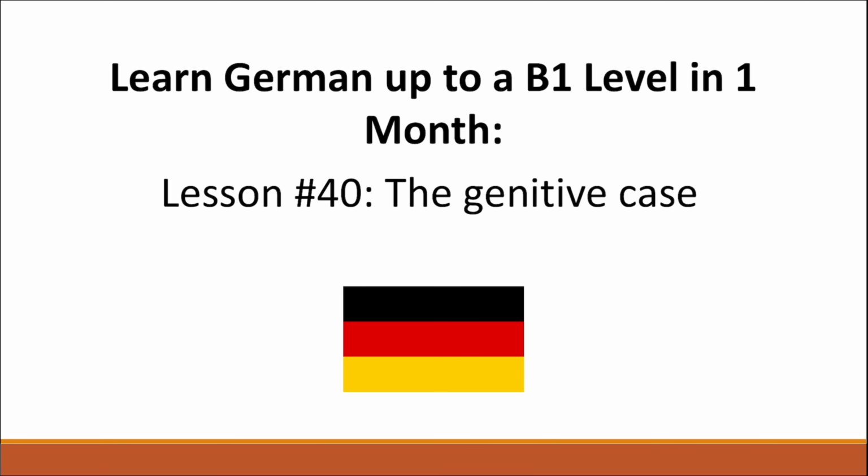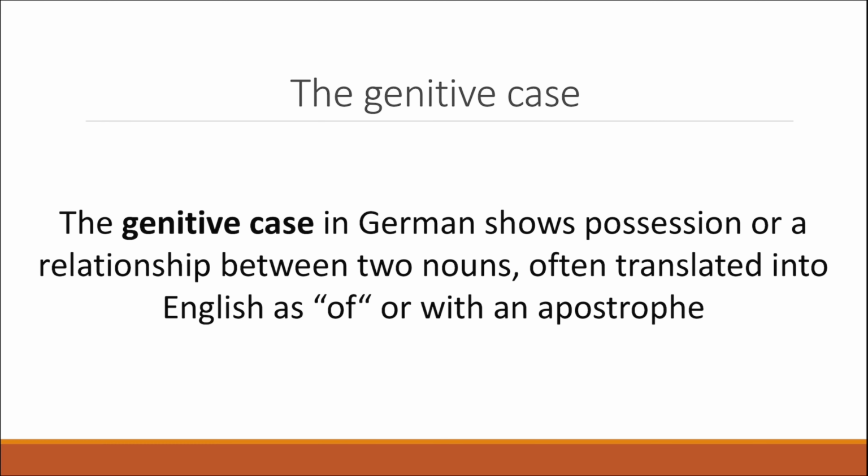Today it's lesson 40 and we're going to talk about the genitive case, so let's start. Now, what is the genitive case? The genitive case in German shows possession or a relationship between two nouns, often translated into English as "of" or with an apostrophe, and it mostly responds to the question "wessen?"